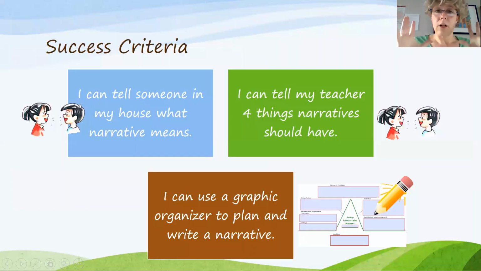So that's just a quick little lesson on how to organize your narrative and what a narrative is. So let's think about our success criteria. Can you tell someone in your house what a narrative means? Can you tell your teacher 4 things a narrative should have in it? Plot, beginning, middle, end, speaking, dialogue, setting, characters. Can you use a graphic organizer to plan and write your narrative and to start putting it on a piece of paper? If you say, yay, then go ahead, write that story.